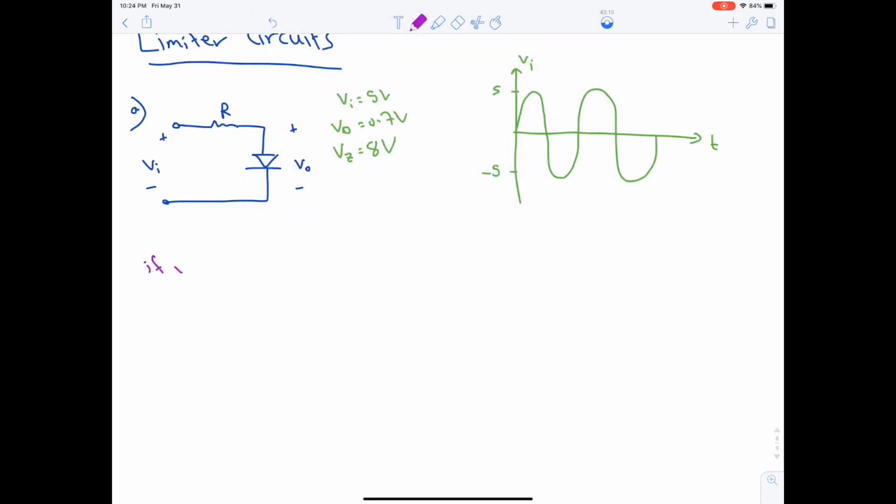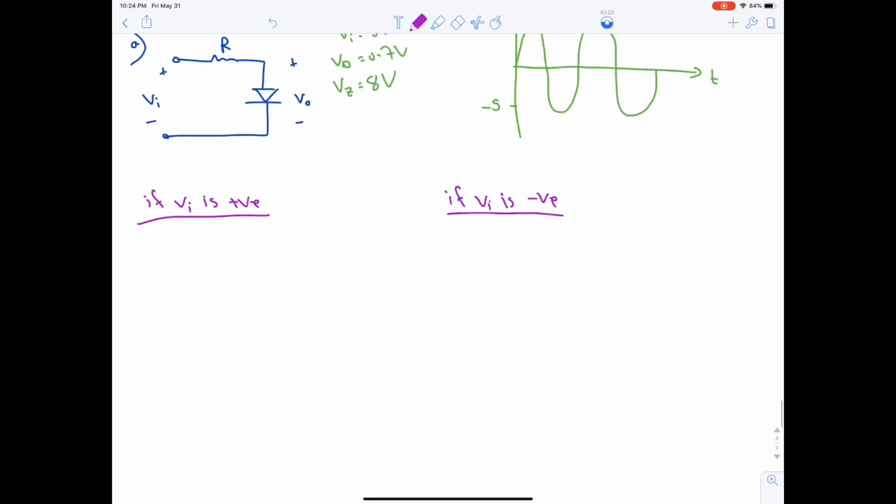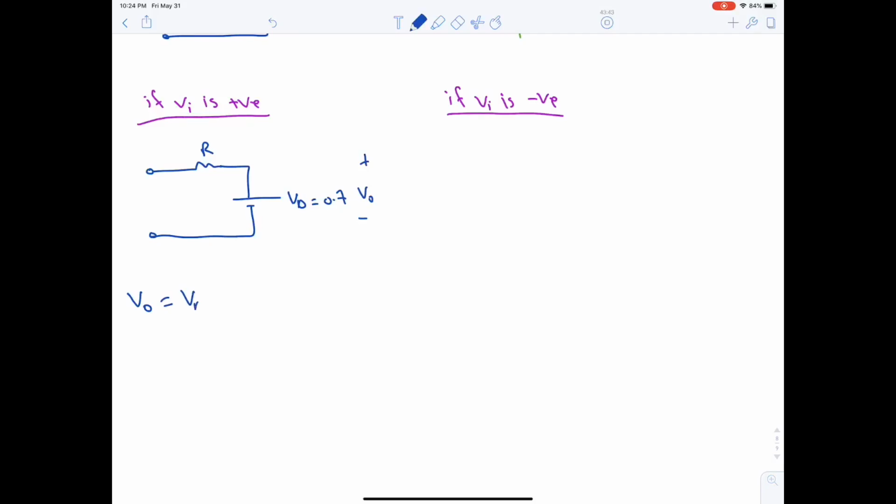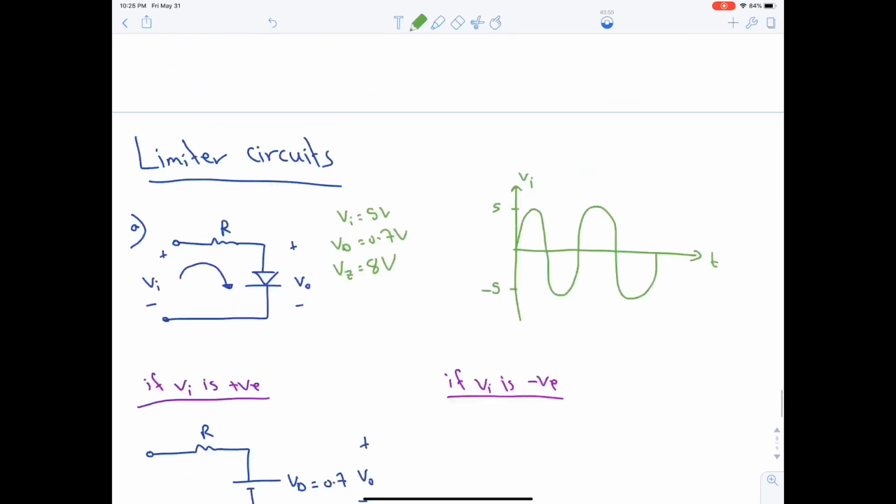So if VI is positive, the diode will be on, hence there will be a voltage source of VD equal to 0.7. So V output is what? V output is actually VD, which is 0.7. Remember, is this a DC or an AC signal? This is DC. Why? Because you're measuring V output across a DC source.